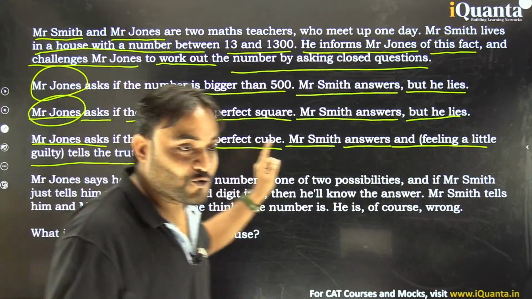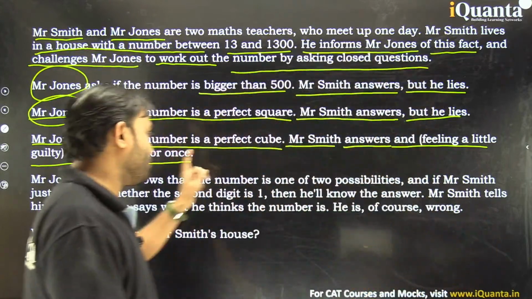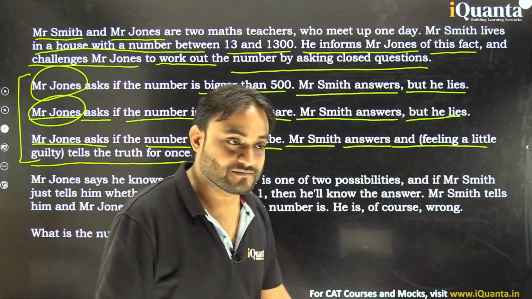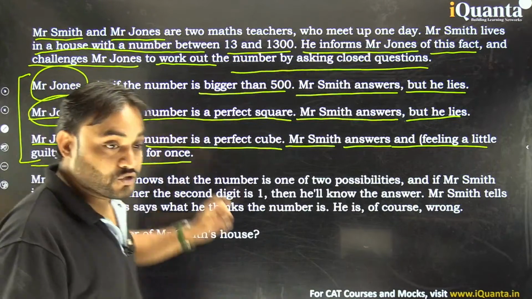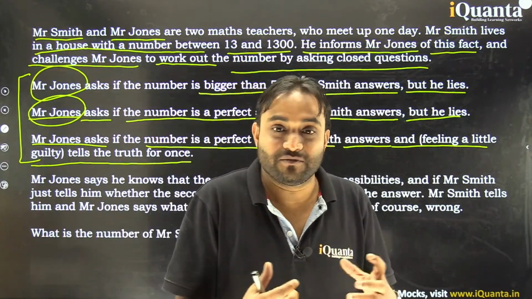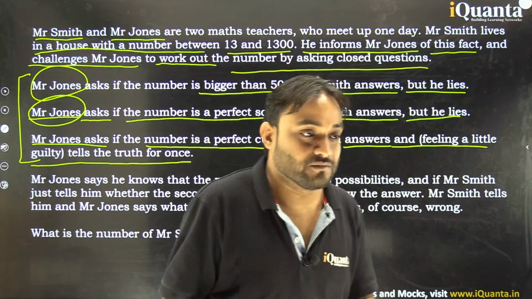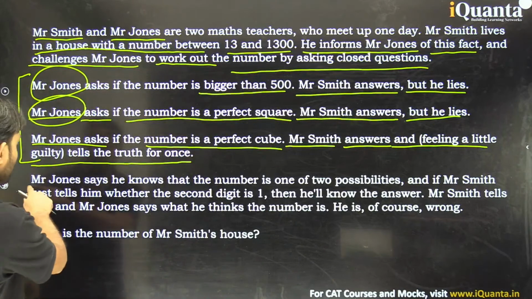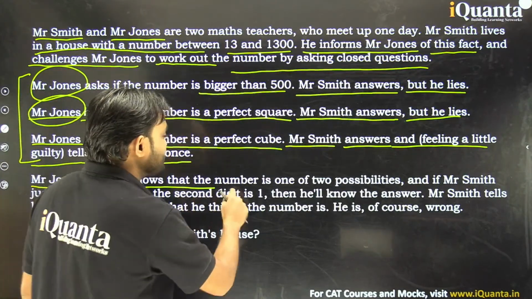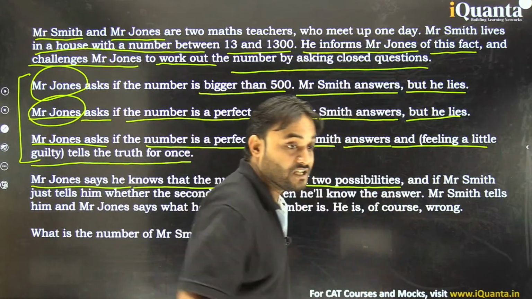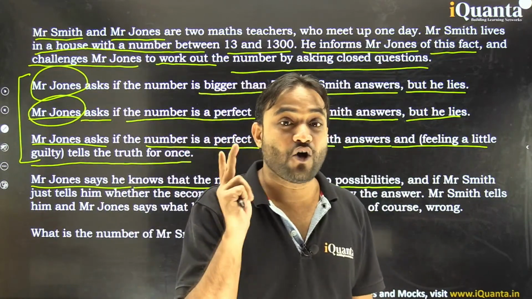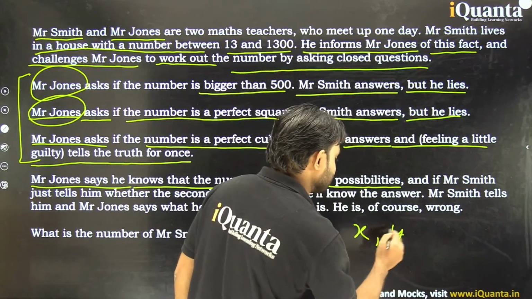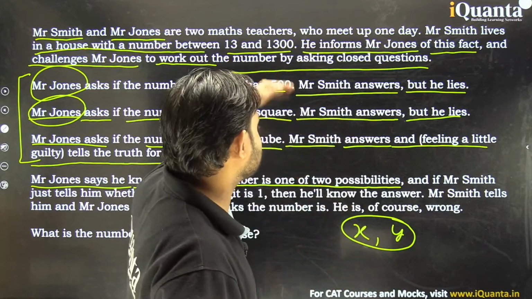So this one is true. This statement, the last statement, is true. So after these three statements, Mr. Jones got some result, right? Mr. Jones reached some outcomes. Now, how many outcomes did he get? See, Mr. Jones says he knows that the number is one of two possibilities. So he got two numbers only, X and Y. After these three, he got two results.